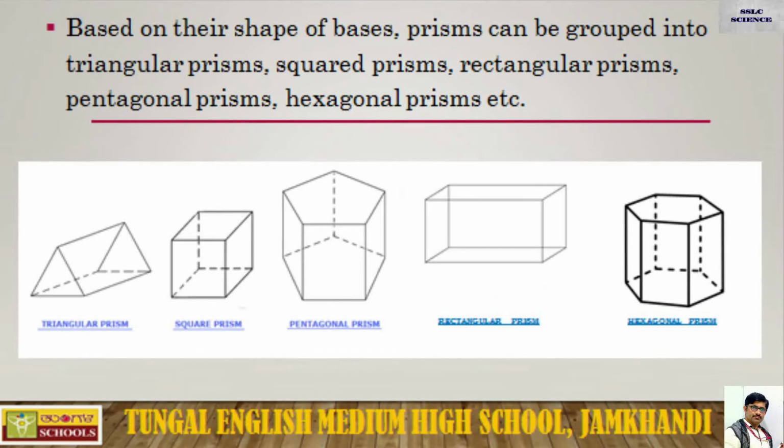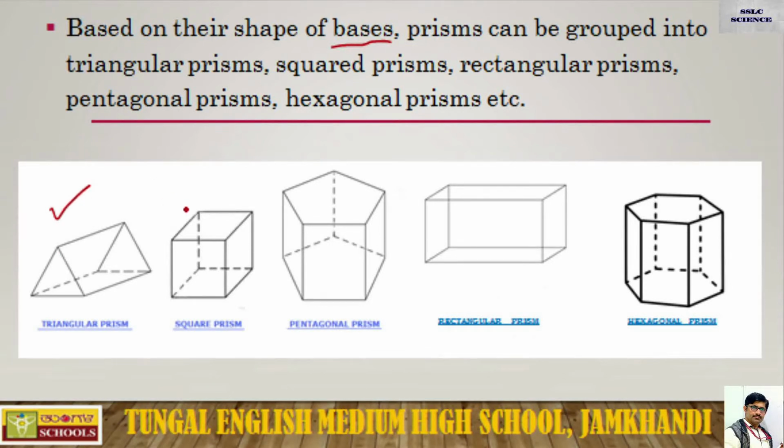Next point, based on their shape of basis. As we already got that a prism has its own base, on that shape you get different types of prisms. On the basis of the shape of the base, prisms are grouped into triangular ones. If you are having the triangular base like this, that is called a triangular prism.